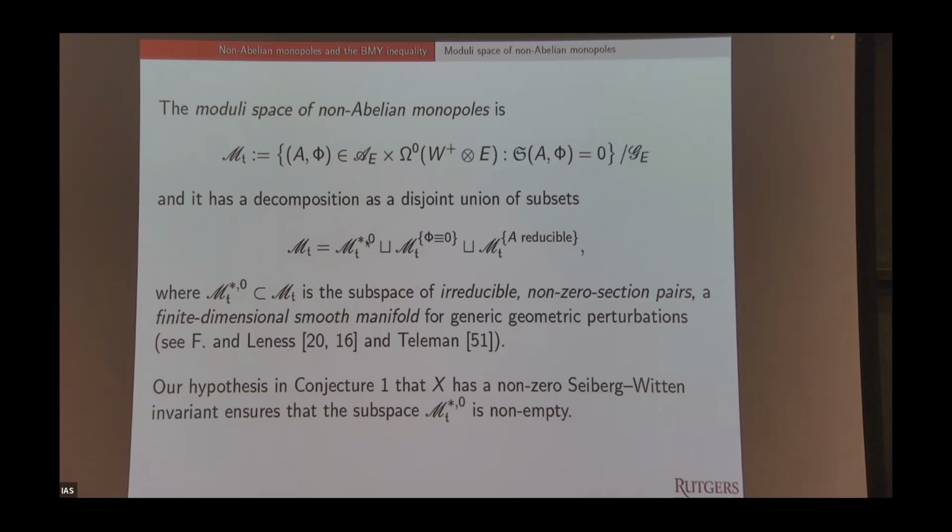And it's also known that if the geometric perturbations you can use, like the Riemannian metric and so on, are generic, this moduli space is a smooth manifold. The rest of it, these pieces where the section is zero and the connections are reducible, those in general will be singular, possibly highly singular subsets.